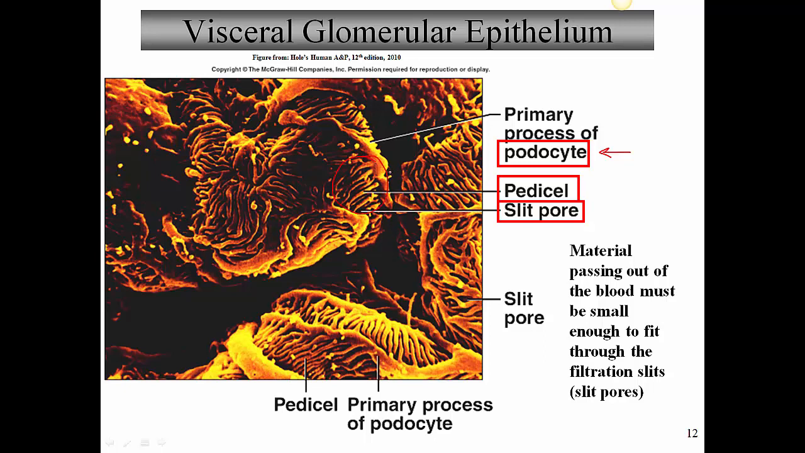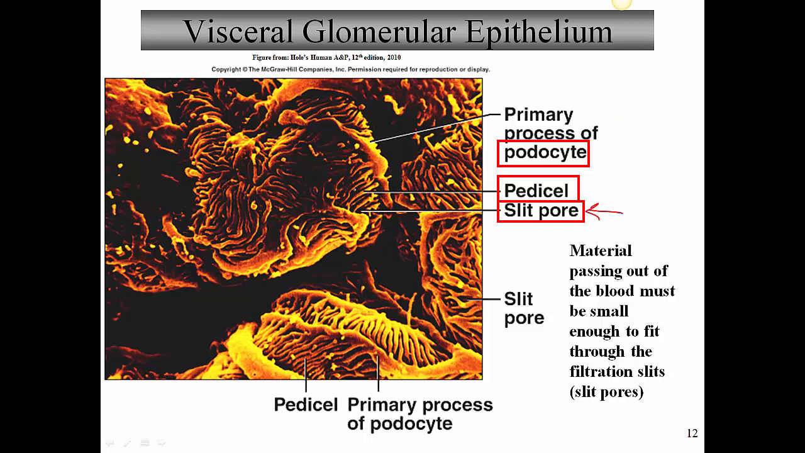And these little toes interdigitate. In other words, we have the little feet of one cell sticking out like this, and we have the feet from a nearby cell coming out like this. So they interdigitate, kind of like your fingers would if you put them together. And between these cells, we have very narrow slits. These are known as slit pores.